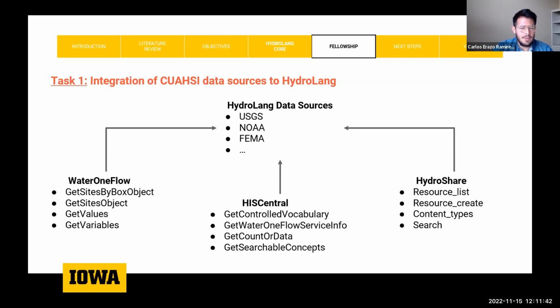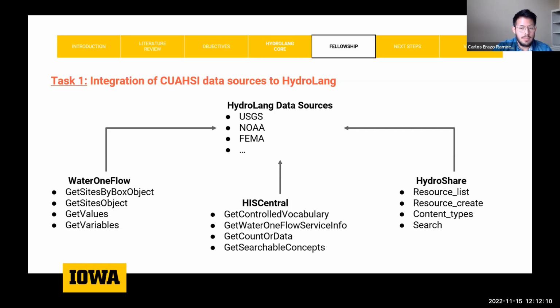But we added from CUAHSI the Water One Flow, HIS Central, and HydroShare APIs for a fully comprehensive data structure that can be accessed through HydroLang's built-in functions for retrieval and storage. The endpoints on the screen are just some examples of the ones implemented, allowing CUAHSI's data sources to be readily available through simple commands in HydroLang.